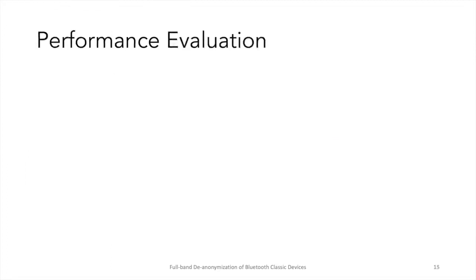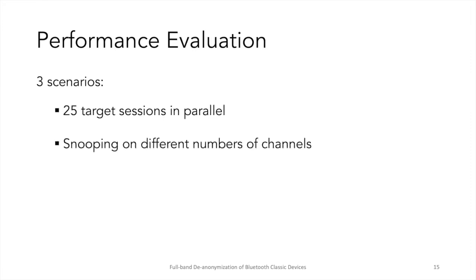To evaluate the performance of our system, we set up three different scenarios. I'm going to show you first how the system performs when uncovering multiple target connections in parallel. Then I'm going to discuss how performance degrades when we reduce the number of channels we are snooping on, therefore when we reduce the bandwidth of our system. Finally, I will compare our system with Ubertooth.